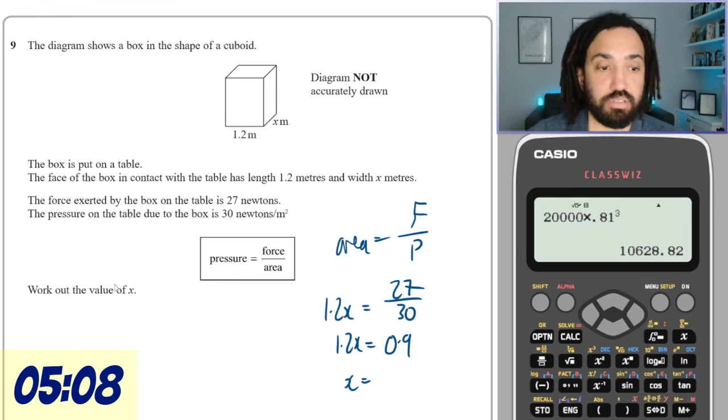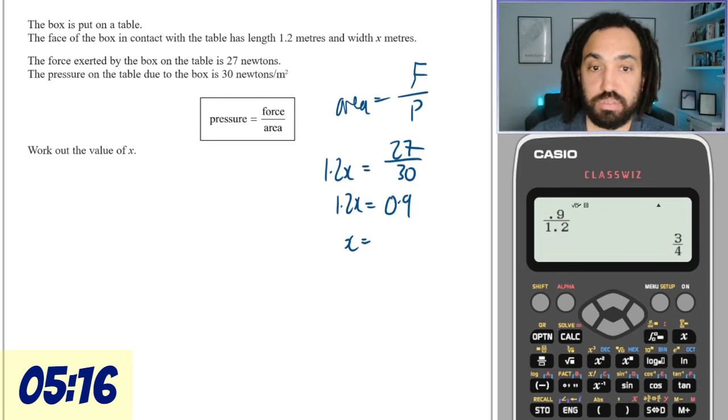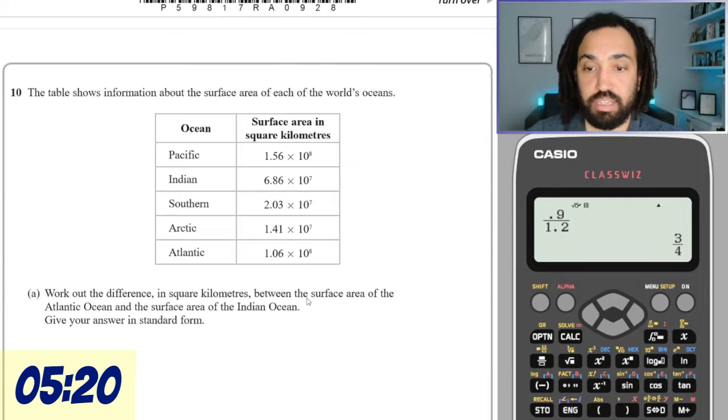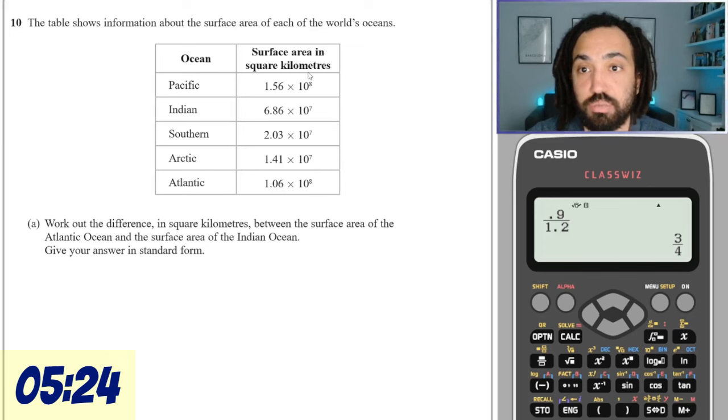So I just need to do 0.9 over 1.2, which is 3/4. Yeah, of course it is 3/4. So x is equal to 0.75. Okay, nice. The table shows information about the surface of the world's oceans.